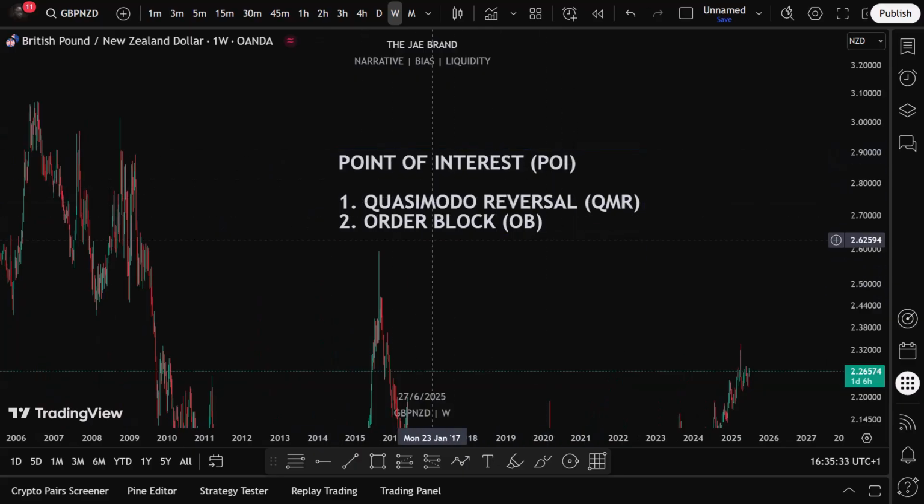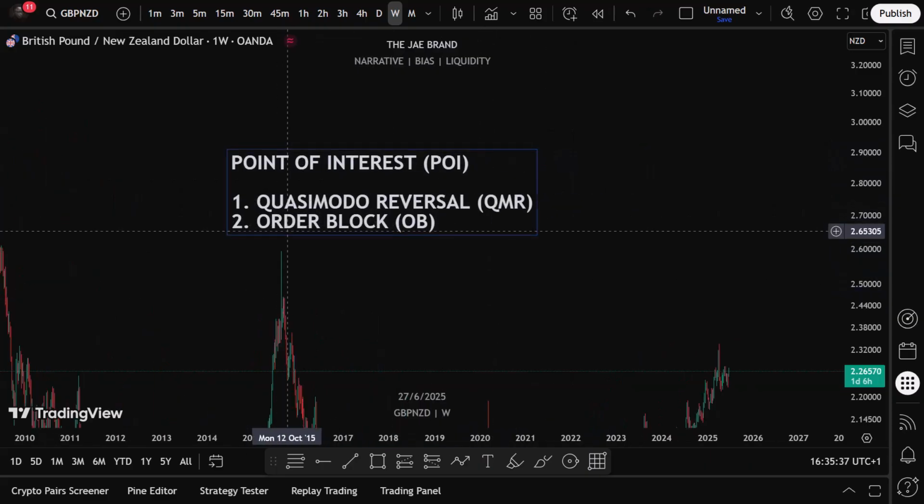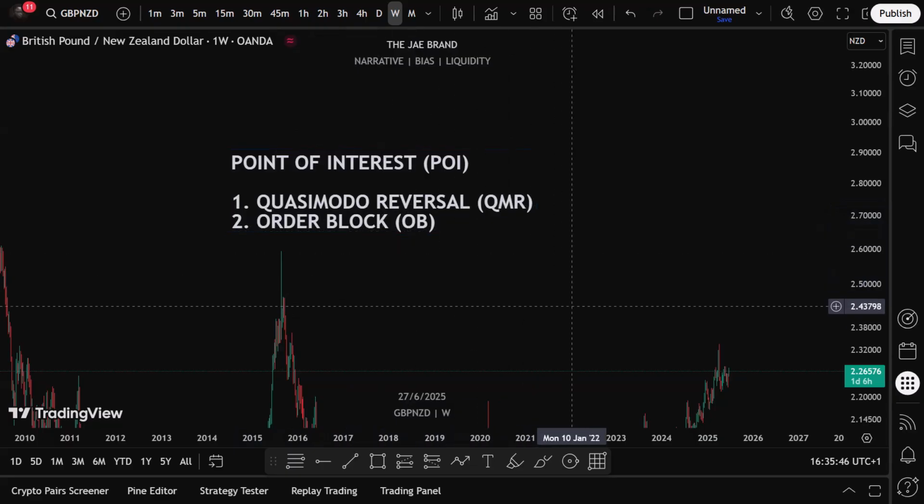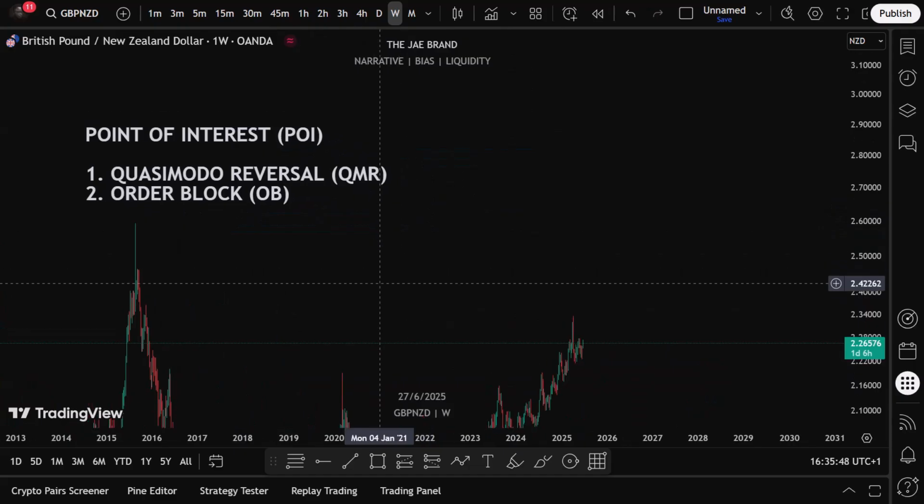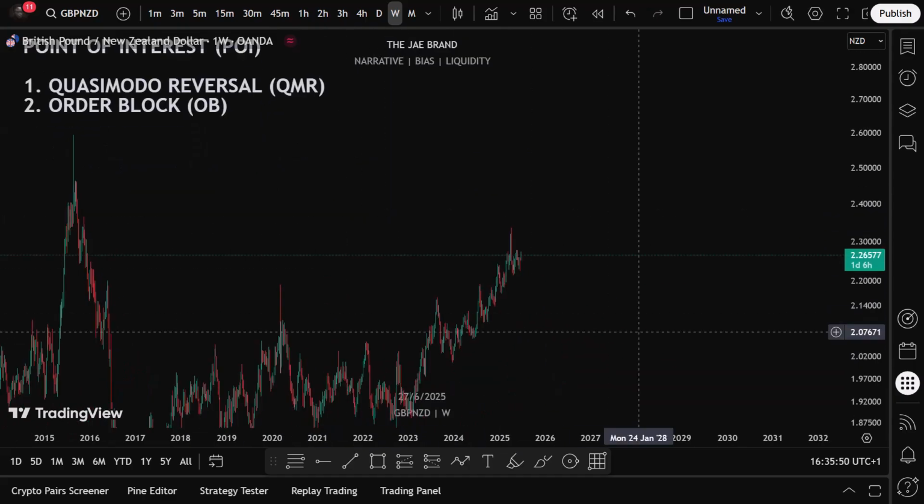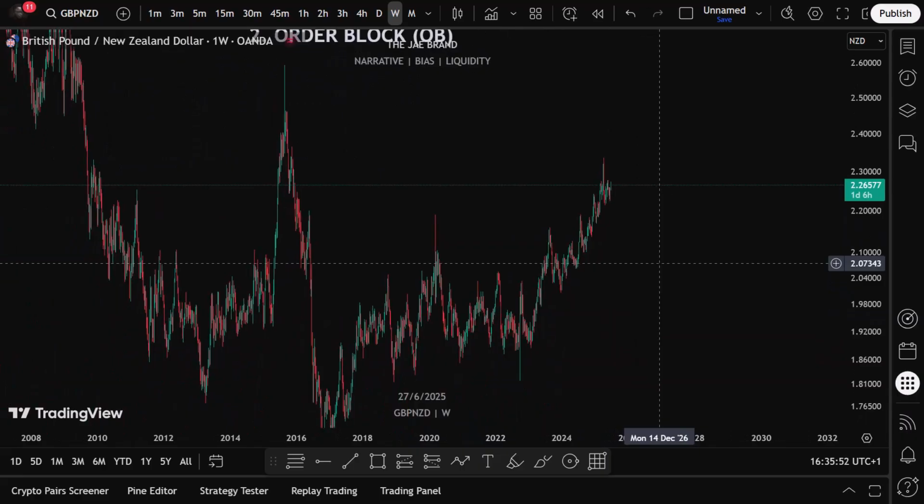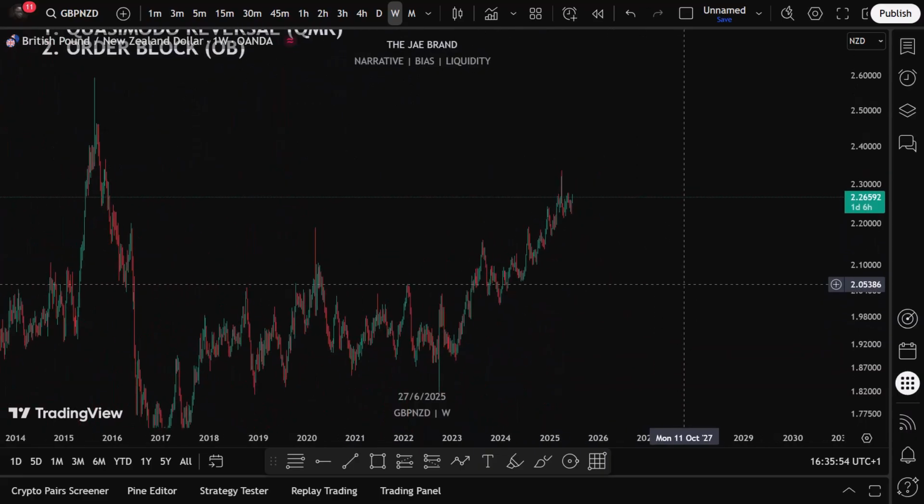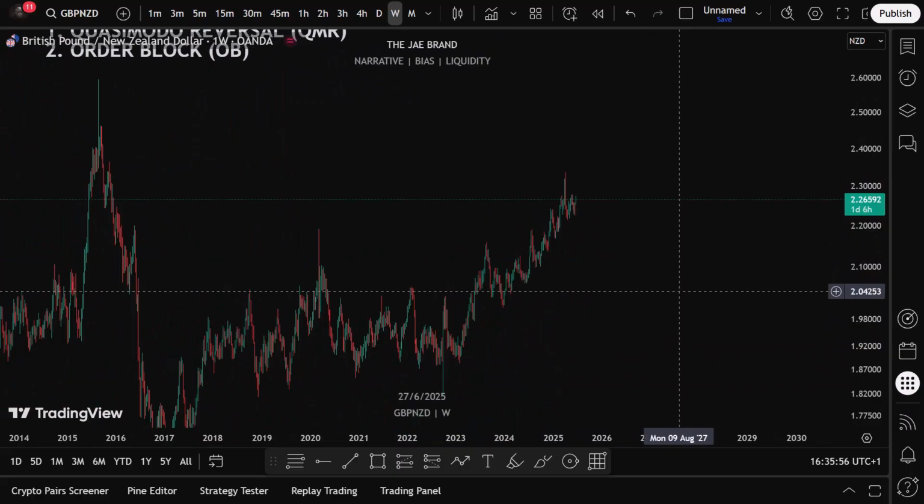Now, without wasting much time, we are going to be talking about POI and the two types of POI that I will be revealing in this video, which are the Quasimodo reversal, also known as the QMR, the order block, which is the OB. Okay, and I'm still going to use one stone to kill two birds by showing us a little bit of top-down analysis and exactly how I trade.